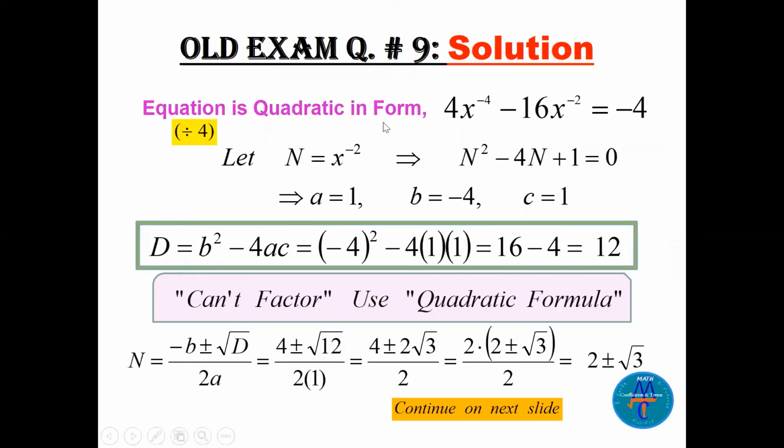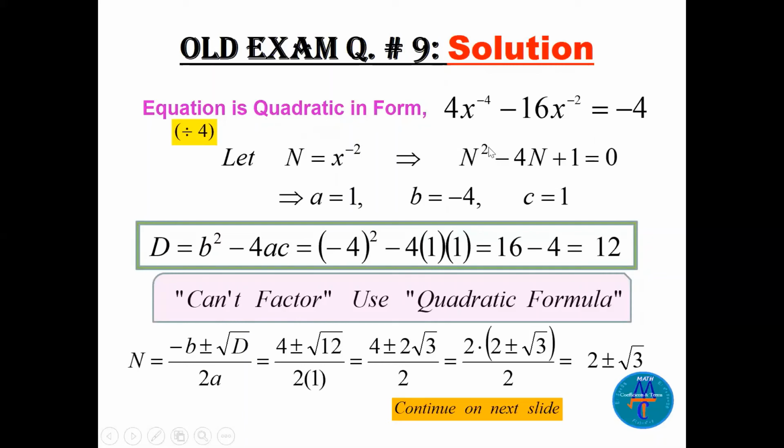It takes 2 slides here to do the solution in detail. This one, see, I divided by 4 to make it easy. Let n equal x to the power minus 2, because minus 2 is half this power. So this is quadratic in form. So n now here is x to the minus 2, and there is a 4 because I divided by 4. See, this one you bring over becomes plus 1, and this one divided by 4 becomes n squared.